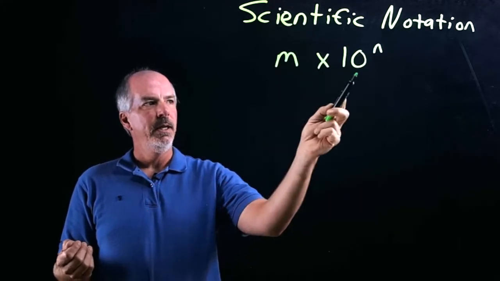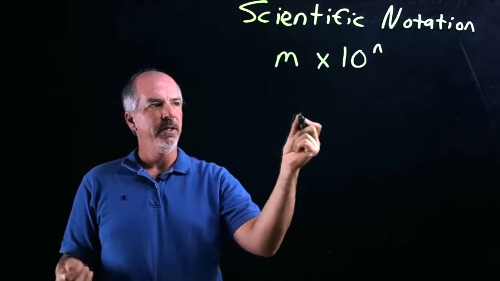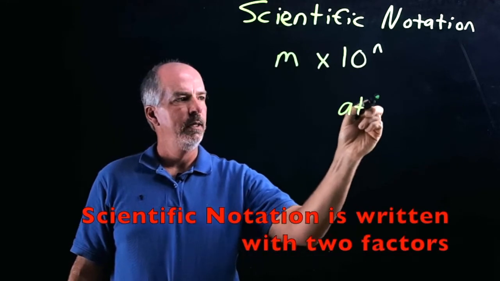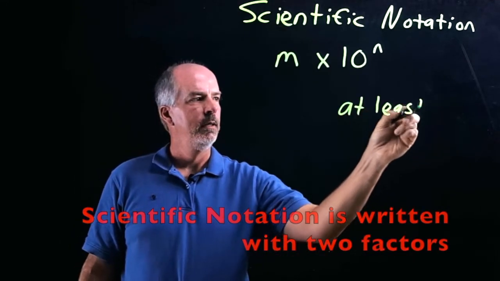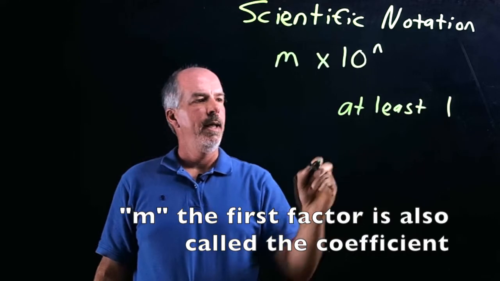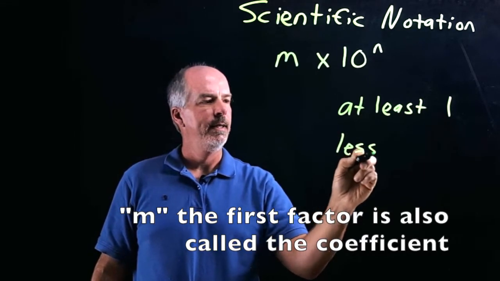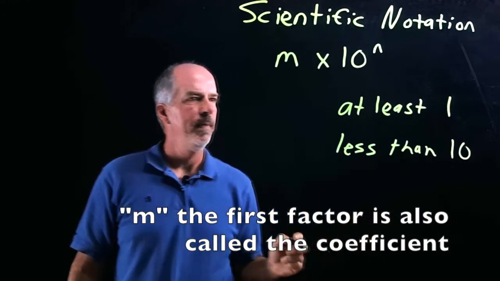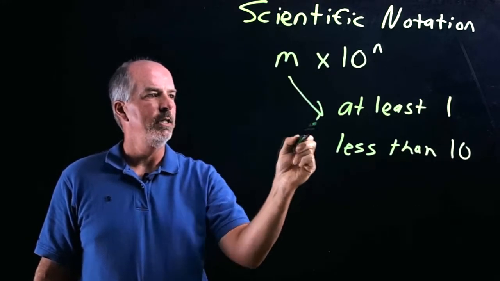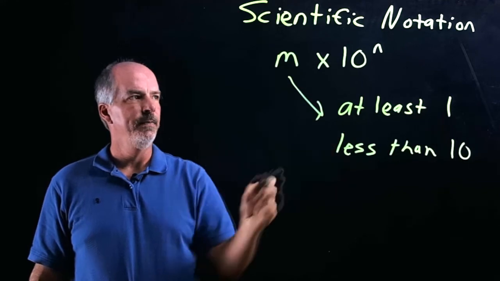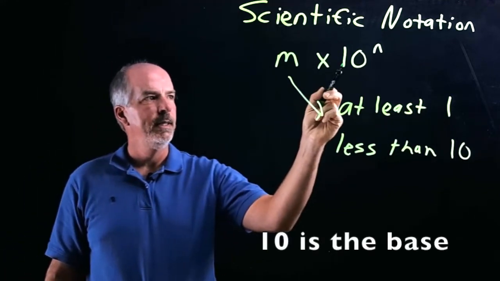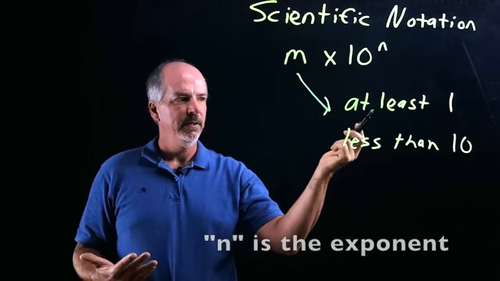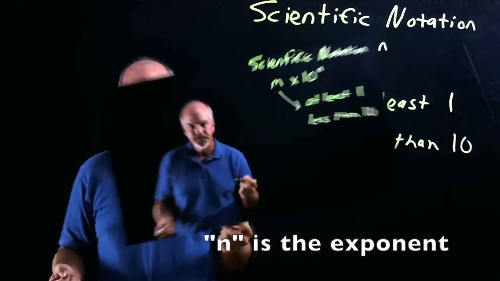M is the first factor. It has to be at least 1 and less than 10. Okay, so M must be at least 1 and less than 10. 10 to the n, the second factor, is simply a power of 10. Okay, so let's look at an example.